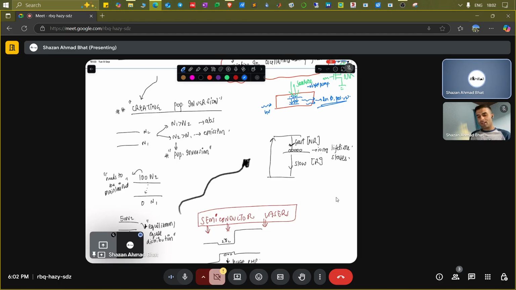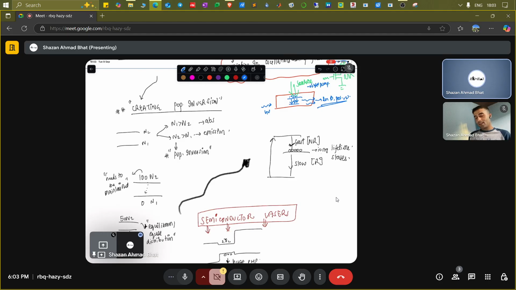That's why you don't see most of the systems lase, but most of the systems undergo spontaneous emission. Even right now, the LEDs, which are basically giving the light, or the screens, the light coming out from it is a spontaneous emission. It's not a stimulated emission. Otherwise your eyes would have been burning right now.